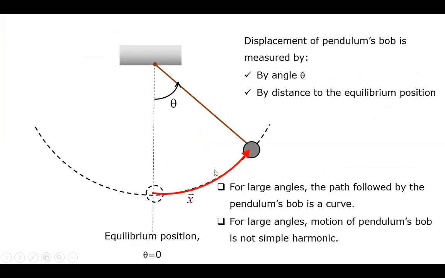Distance is not so large, so x is not measured, but generally theta will be used as displacement for a simple pendulum. For large angles, the path followed by the pendulum bob is a curve. So it is a curve, as you see. For that reason, for large angles, the motion of the pendulum's bob is not simple harmonic. Generally, if the path of the motion gets closer to a straight line, we can say that it is a kind of simple harmonic motion. But for a large angle, it is not a straight line, it's a curved path.